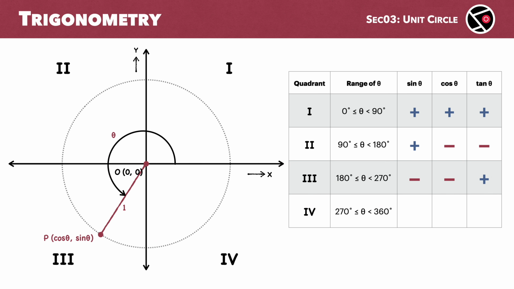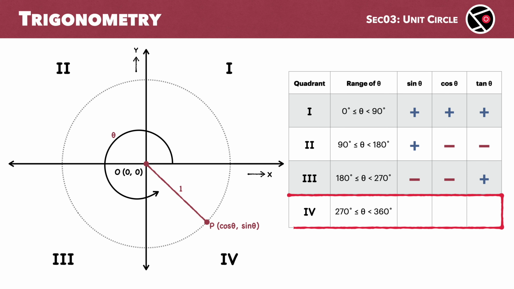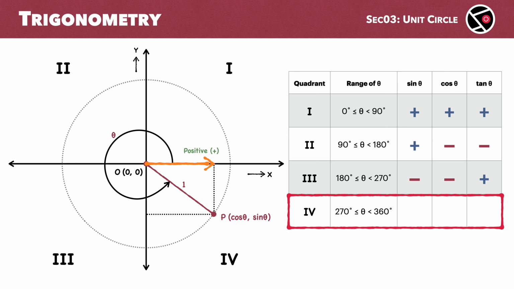Finally, we reach the fourth quadrant. Here, the x-coordinate is positive, which means cos theta is positive. However, the y-coordinate is negative. So, sin theta is negative. Since tan theta is sin theta divided by cos theta, a negative divided by a positive results in a negative. So, tan theta will be negative in the fourth quadrant.